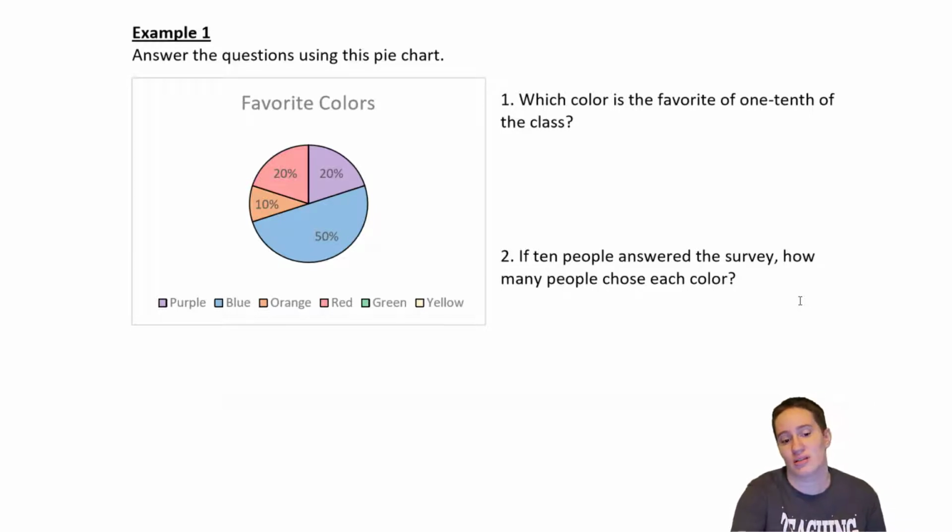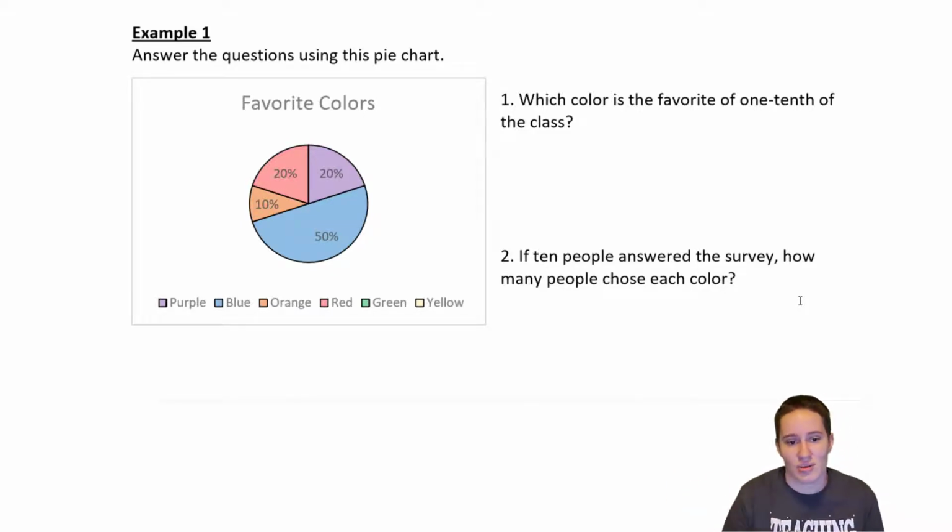Also underneath you can see that there are labels that show us which is which. Now I purposely made this so that purple is the color purple, but that wouldn't necessarily have to be the case. If we weren't talking about colors, we'd have to pay attention to what color represents each thing. So purple is 20% of the class that answered. That's their favorite color. Blue is 50%. Orange is 10%, red is 20%. Green and yellow aren't on here because they didn't get any votes. Poor green and yellow. So they're both at 0%.